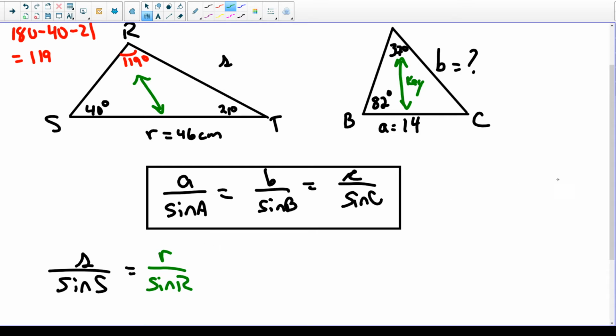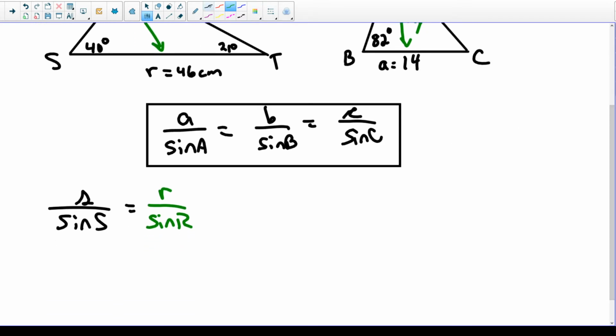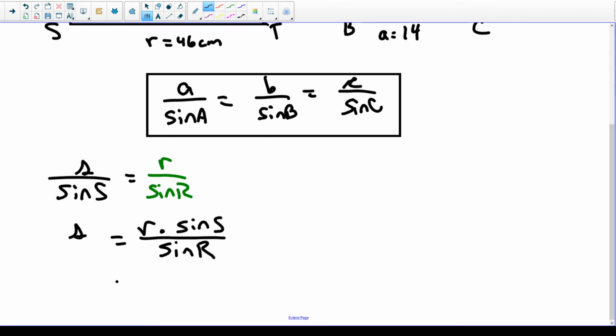So now we have to isolate for little s. To isolate for little s, we're going to send sine big S over to the other side. Now, when you do that, it's going to join the r, because it's multiplying the other side, it's top times top, bottom times bottom. Sine S is going to be a numerator multiplying r. There's going to be a 1 hiding underneath that. That's going to multiply sine r. And that's the proper way of isolating little s. And now we can just put all the numbers in there. So we've got 46 times sine 40, all divided by sine 119.